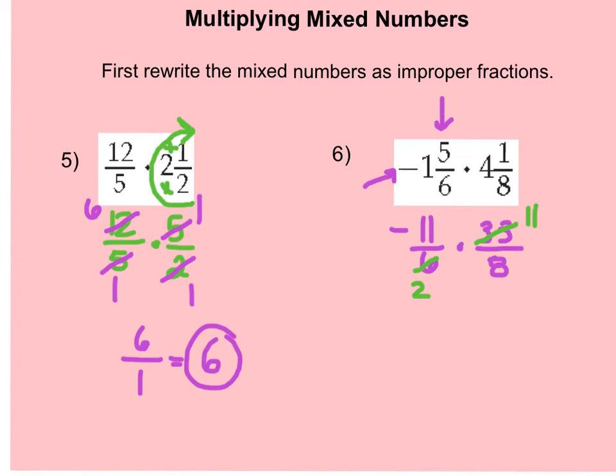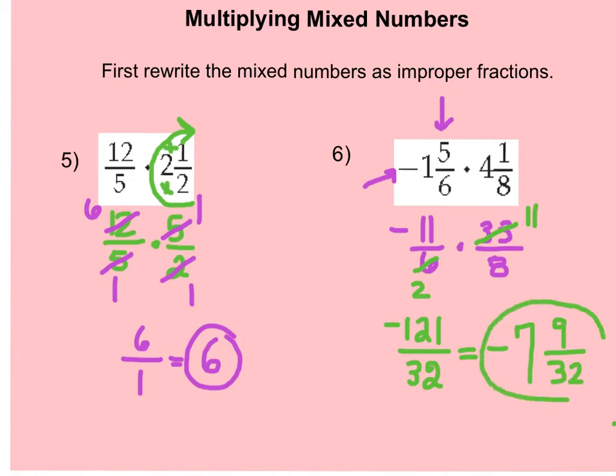Now, if I multiply, I get negative 121 over 32. And then to simplify this, you may have to do some scratch work on the side, but luckily this is a video I'm making, so it's your lucky day. We know that the answer is going to be negative. 32 goes into 121 7 times. That gets us to 112, so that means there's 9 left over out of 32. So our final answer is negative 7 and 9/32. Nice job.